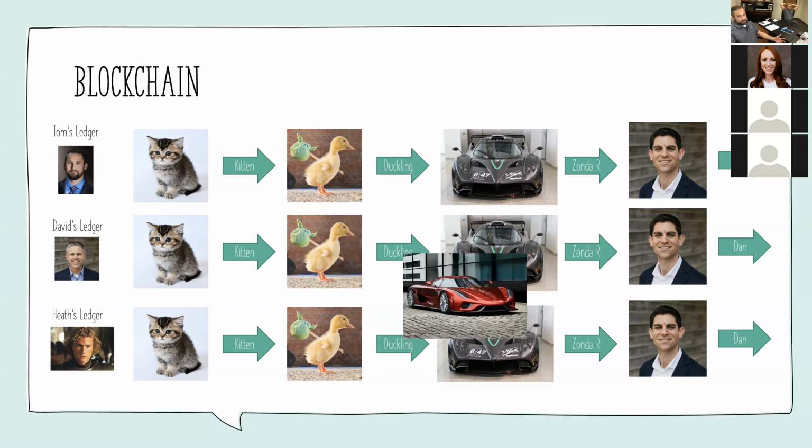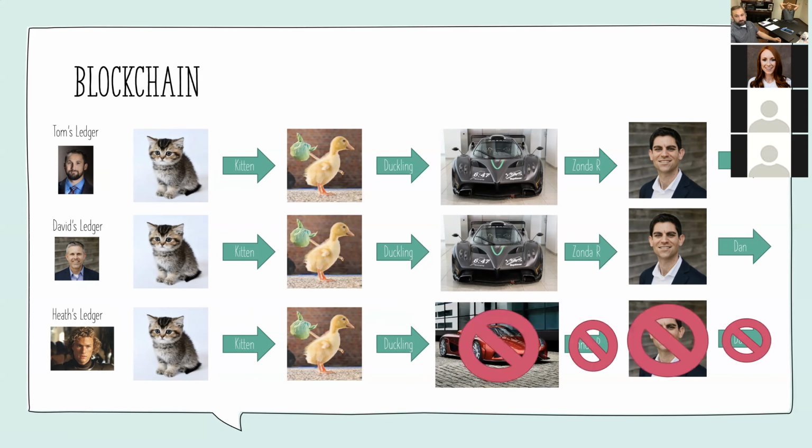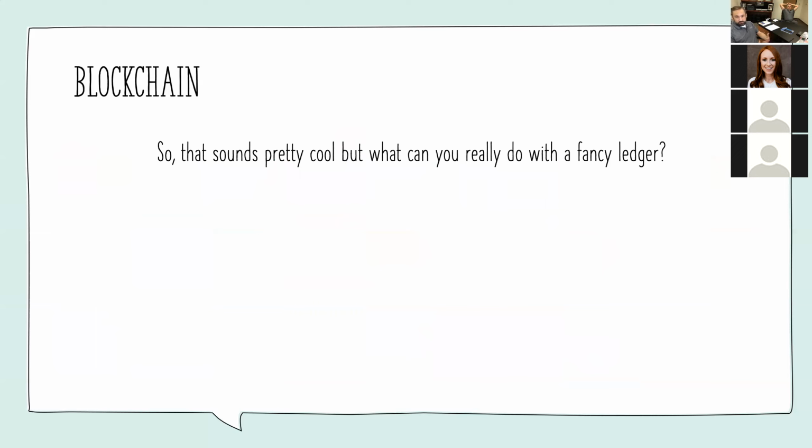Well, what if Heath goes and adds that Koenig again? Well, his blockchain is broken. If he goes to now try and change his key to Rajira, it's still not going to match with the rest of the network. And that's really where the strength of this lies. So that way there is a check and balance against everybody else in the network, and we can see what's going on. So sounds pretty cool, but what can we really do with a fancy ledger?